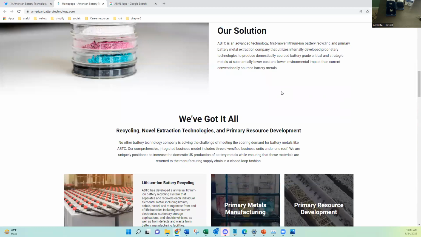Our comprehensive integrated business model includes three diversified business units under one roof. We are uniquely positioned to increase domestic U.S. production of battery metals while ensuring that these materials are returned to the manufacturing supply chain in a closed loop fashion.